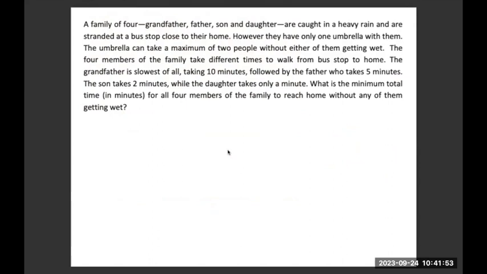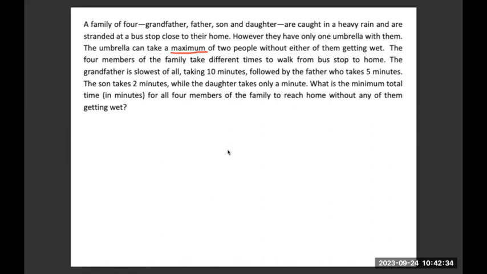Here, you're given a family of 4: grandfather, father, son, and daughter. This family of 4 is caught in heavy rain. They are stranded at a bus stop, which is close to their home. However, they have only one umbrella with them. The umbrella can take a maximum of 2 people without either of them getting wet. The 4 members of the family take different times to walk from the bus stop to home. The grandfather is the slowest of all.